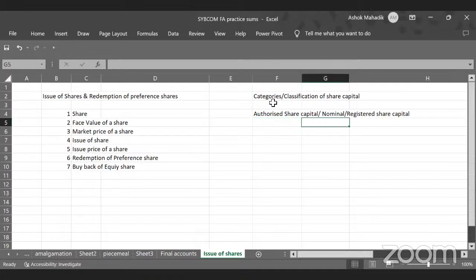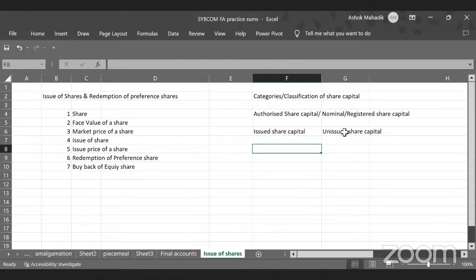Out of this share capital, some portion is sold to the public. It is called issued share capital. Some part is not issued, which is called unissued share capital. Out of issued share capital, most of the share capital is purchased by the public. It is called subscribed share capital. And the remaining is called unsubscribed.